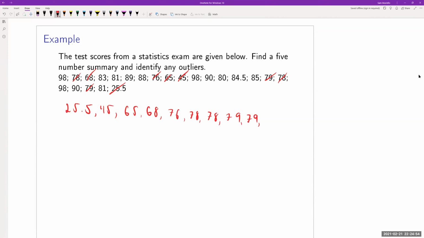In the 80s, there's an 80, an 81, another 81, 83, 84.5, 85, 88 and 89. And then I see 90, 90, and 3 98s.